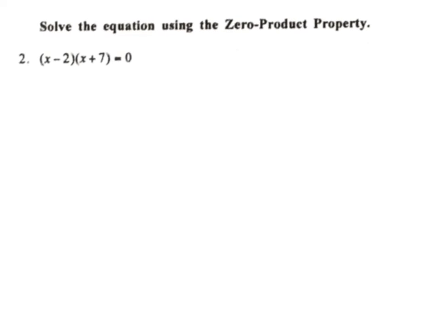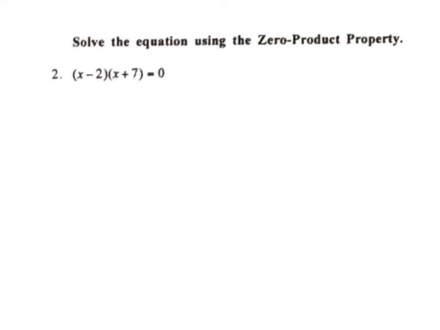The next one says solve the equation using the zero product property. For the zero product property, you take each of your factors and you set them equal to 0. So we have x minus 2 and x plus 7. So I'm going to do x minus 2 equals 0 and x plus 7 equals 0.